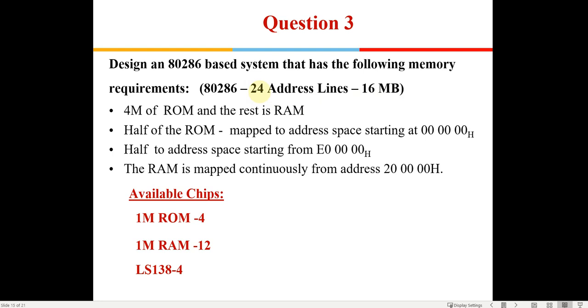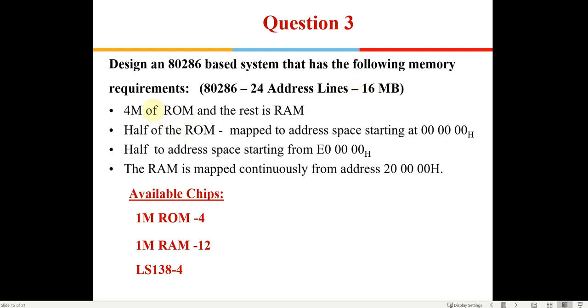But the total number of lines is 24 address lines, so it has a higher memory of 16 MB. That is the difference out here. So 4 MB of ROM is to be made, and the rest of the memory space available is to be used as RAM. So out of the 16 MB, 4 MB is ROM and 12 MB of RAM is to be made. That is what we need.